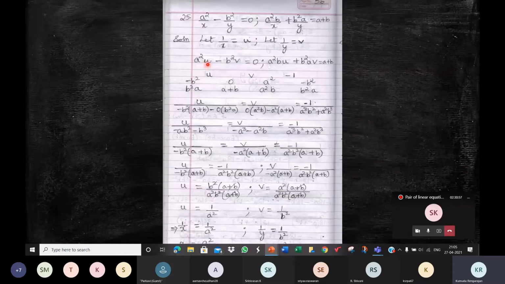I'm trying to clarify, since you will wonder how she is saying it's linear when there is a power 2 here. It is linear because we are looking at only u and v as the variables. A square is the coefficient of u. B square is the coefficient of v. A square b is the coefficient of u. U is the variable, a square b is its coefficient. What's the power of u? 1. Linear. Power of v? 1. So these are linear equations in u and v. The variables are raised to the power 1.